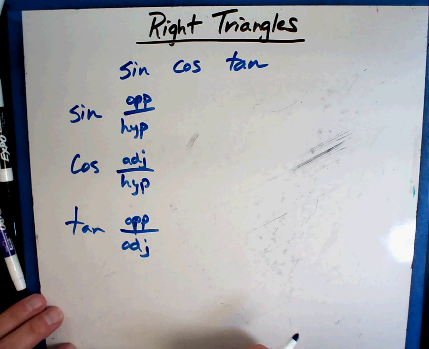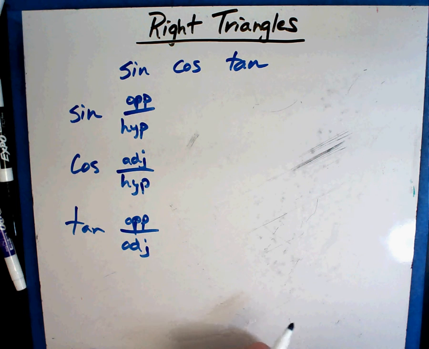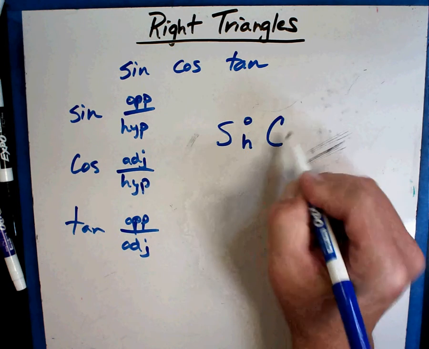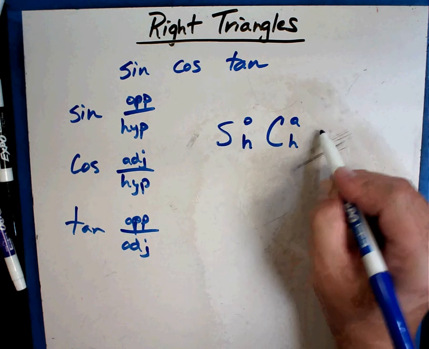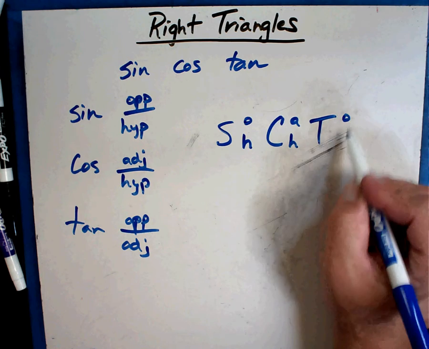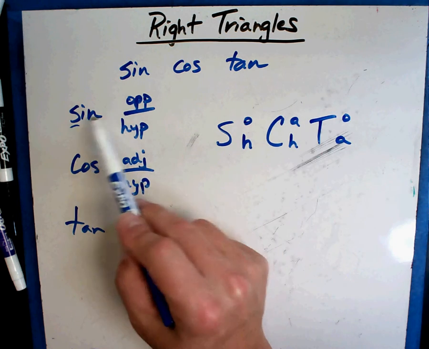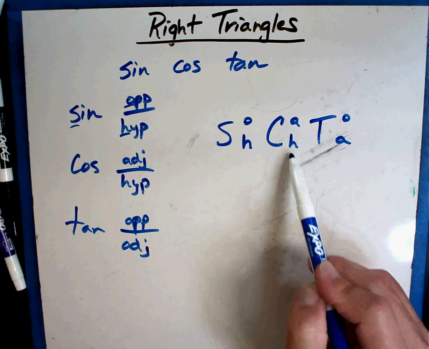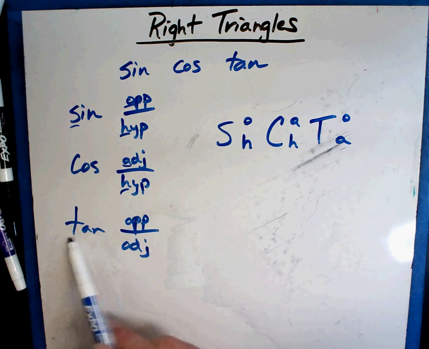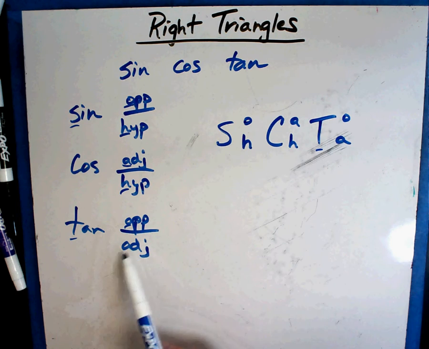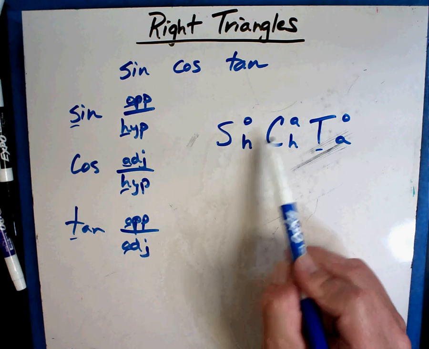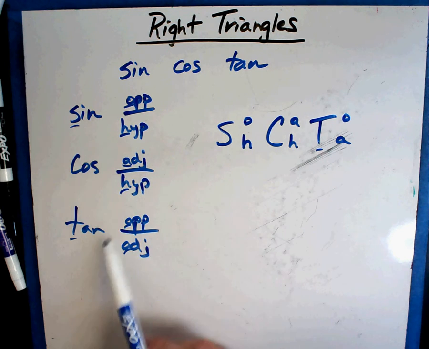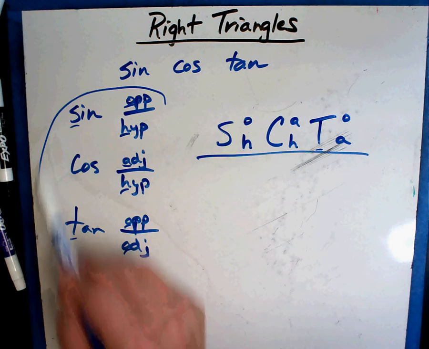Now there's a shortcut way of remembering it, and it looks like this. Notice it's S opposite hypotenuse, cosine adjacent hypotenuse, tangent opposite over adjacent. That's where those letters are coming from. They call it SOHCAHTOA. It's an easy way to remember it, and it's just an abbreviation of all of this.